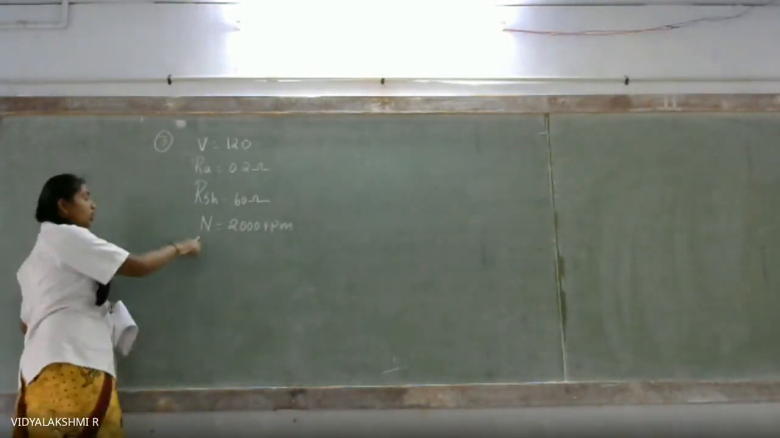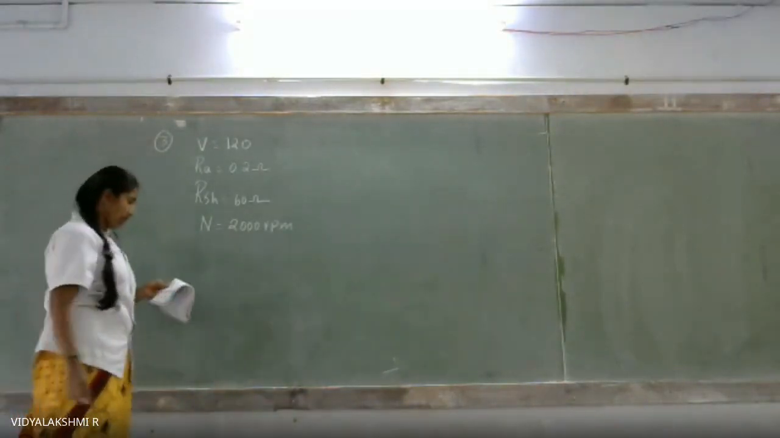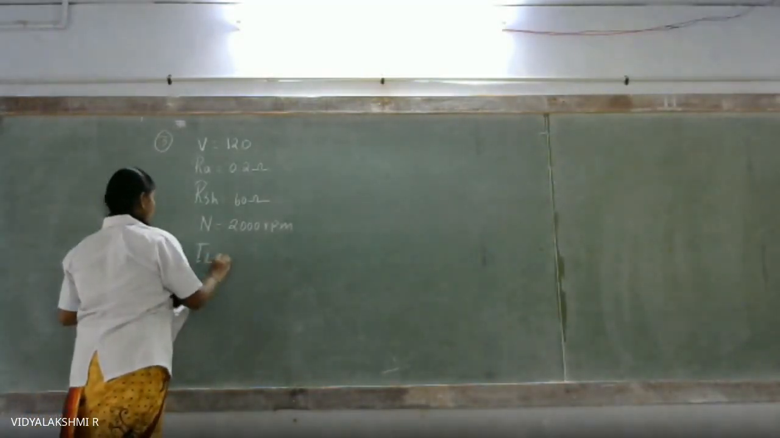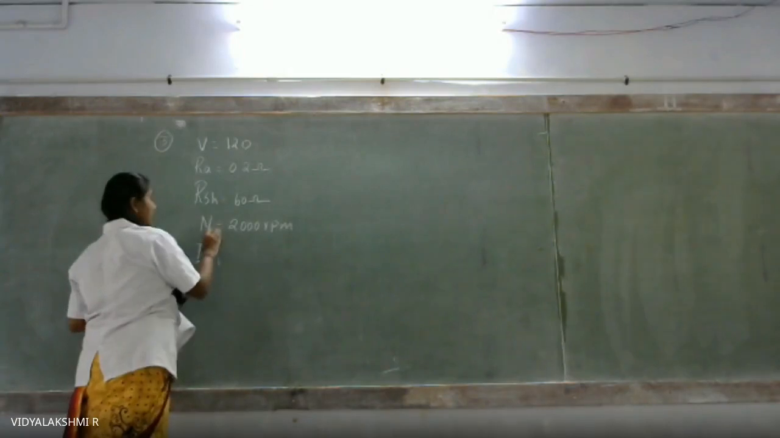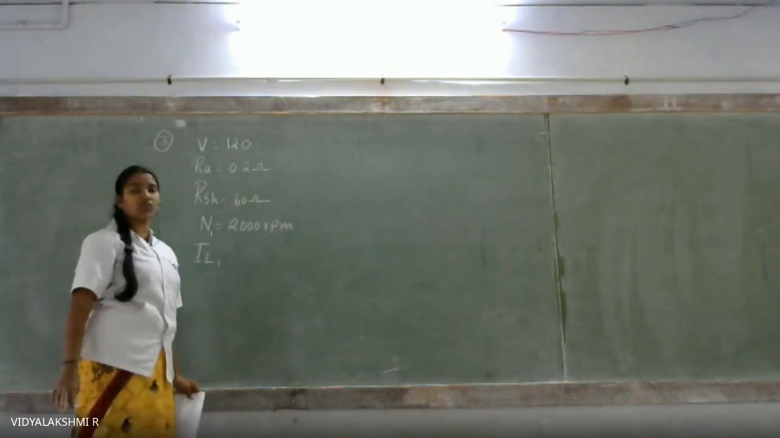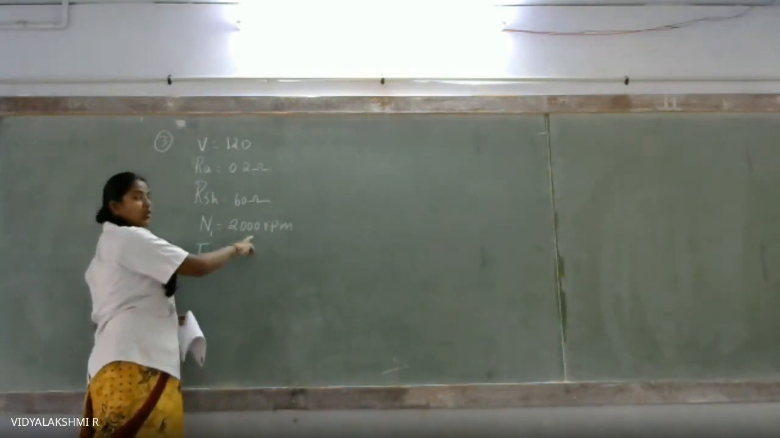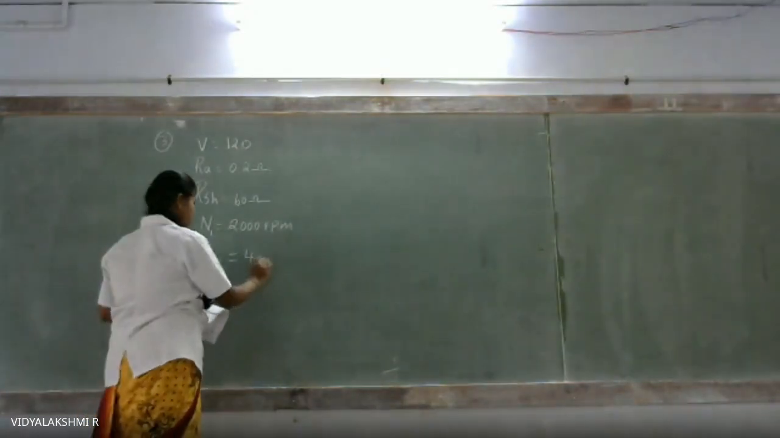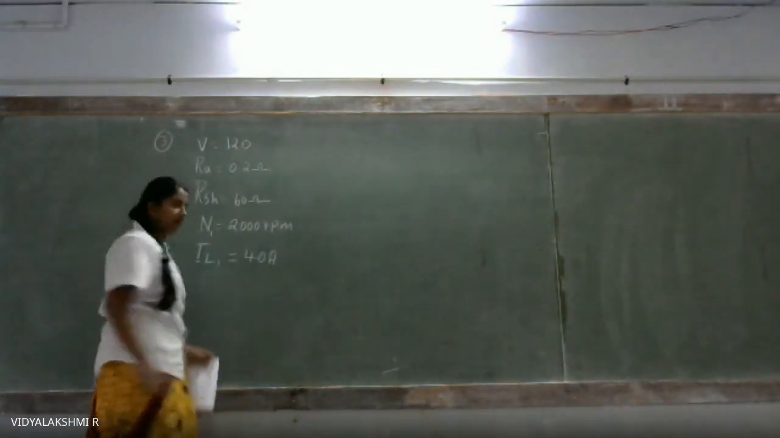So it is a full load speed, and then full load current. Full load current means IL1, and I have named it N1 because it's the full load. I'm going to find out the off load. So N1 is equal to full load at 2000 RPM, IL1 is equal to 40 amps. This is the data they have given.